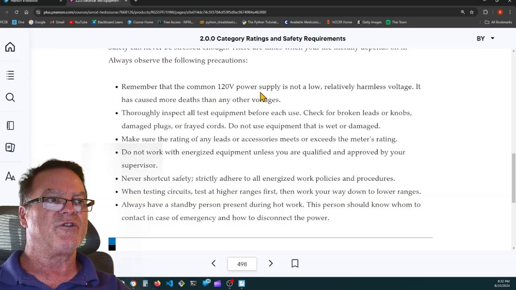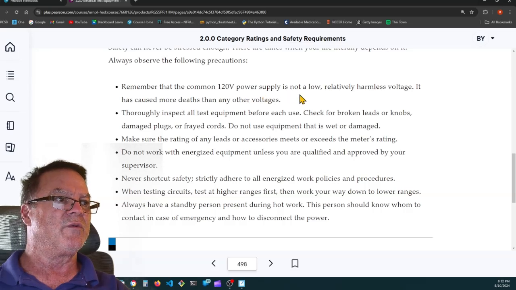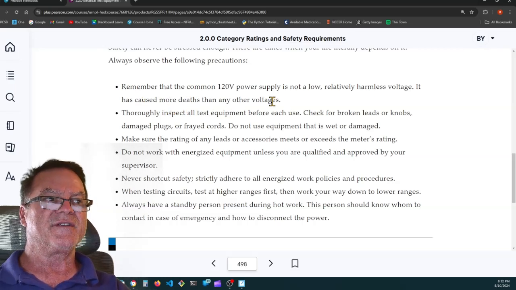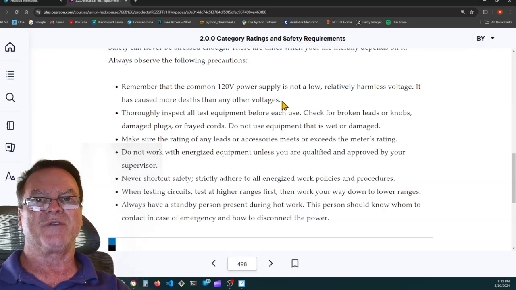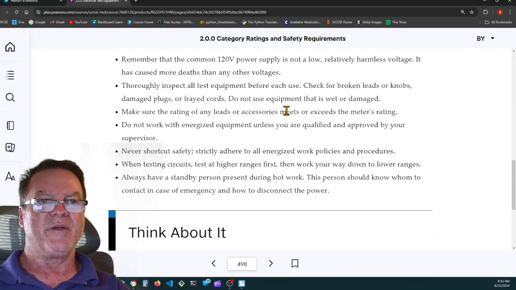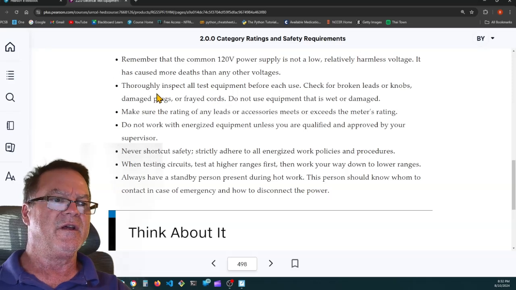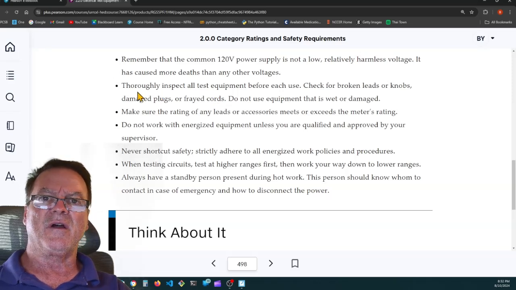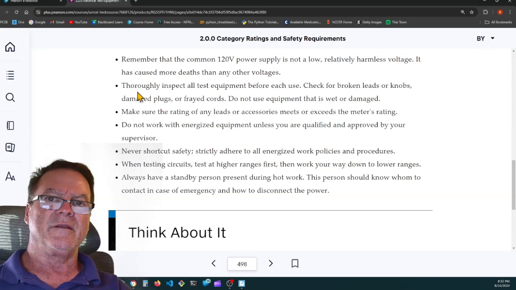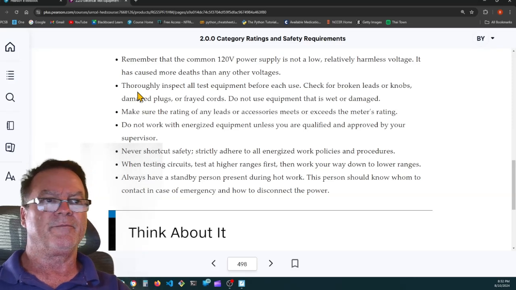Remember that the common 120 volt power supply is not a low, relatively harmless voltage. It has caused more deaths than any other voltage because it's the most common. So people working on the weekends on their house, trying to install receptacles in the garage to make it a bedroom, get into the panel and get hurt.